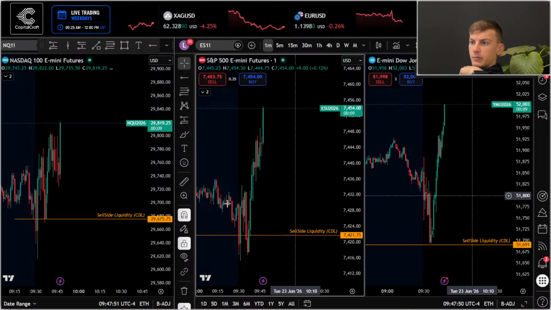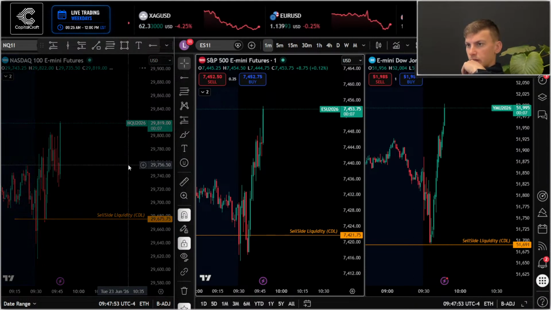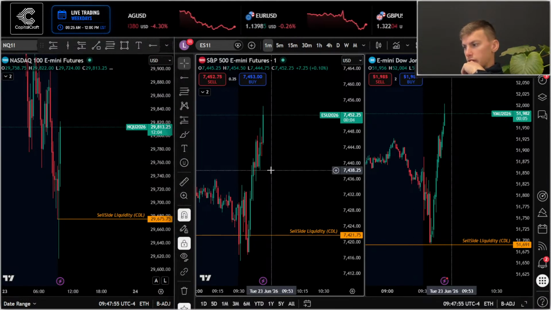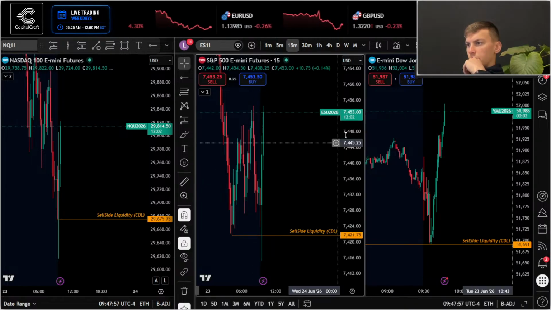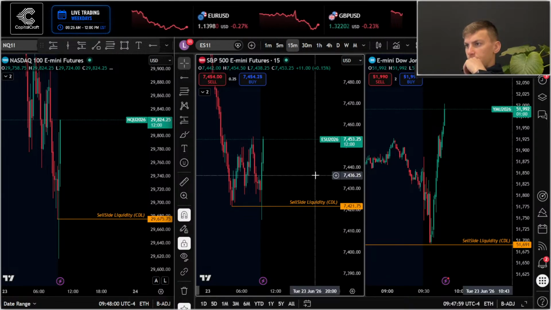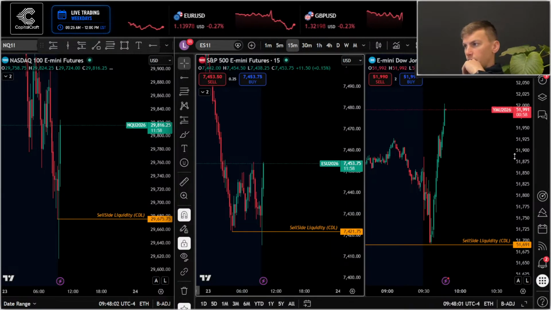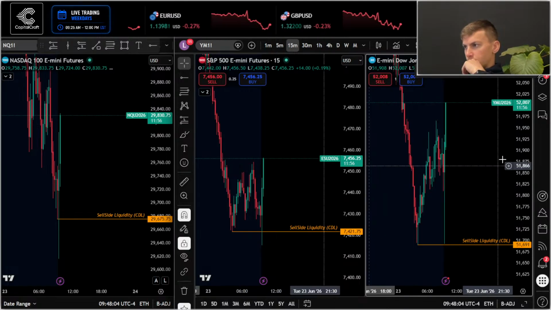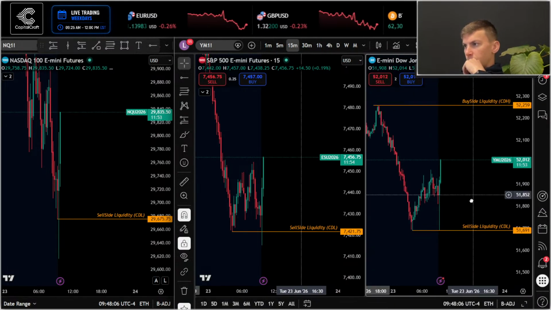Alright, so first 15 minutes has gone by. Let's check the candles. We've got a bullish close on the Nasdaq, a bullish close on the S&P 500, and then we also have a bullish close on the Dow.